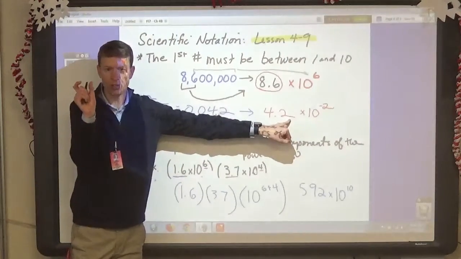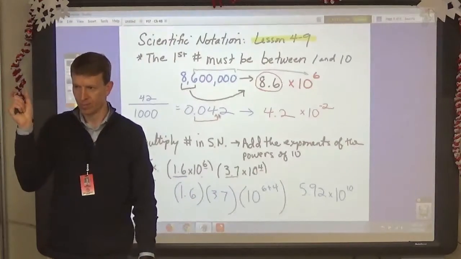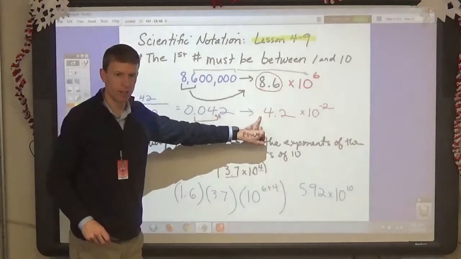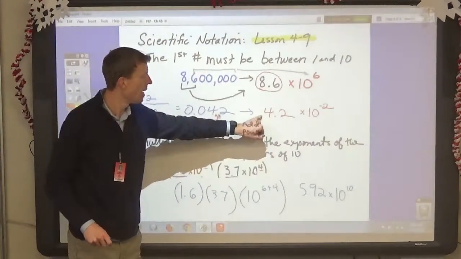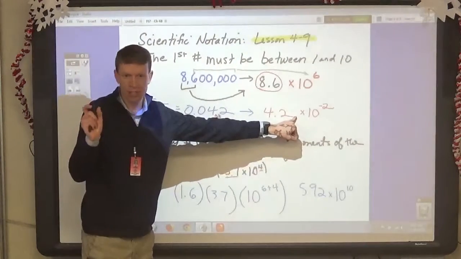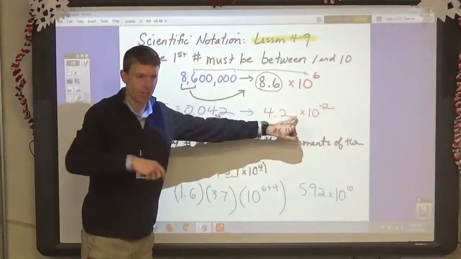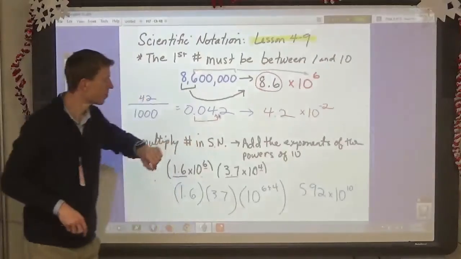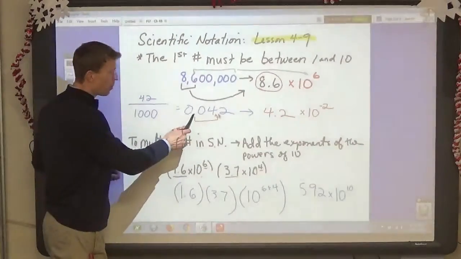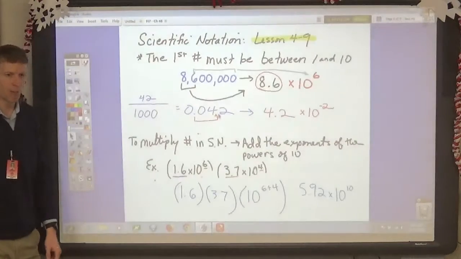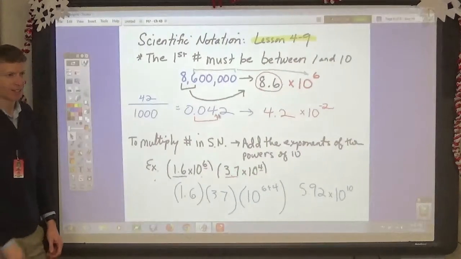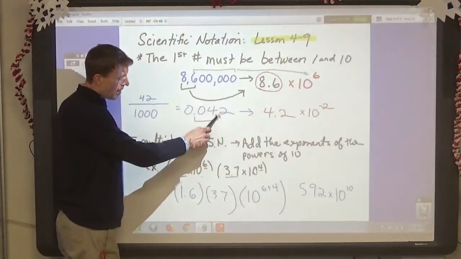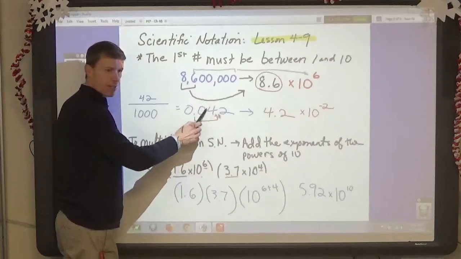4.2, the value of 4.2 is between 1 and 10, isn't it? Okay? It's not less than 1, it's not 0.42, that wouldn't be between 1 and 10, and it's not 42, because 42 is higher than 10. The first number in scientific notation has to be written between 1 and 10. Okay? Now, we have to count the places that we moved the decimal point. How many places did we move the decimal point, Jeff? 2 places, right? From where it was written originally to behind the 4, there's 2 places.